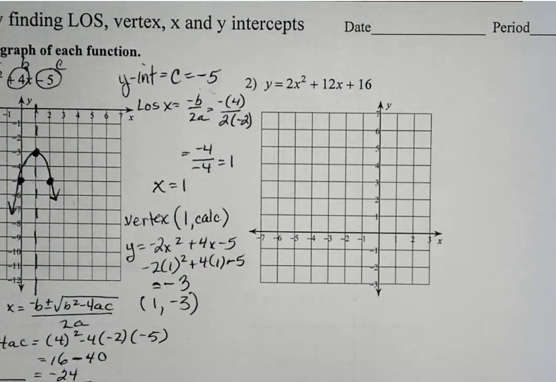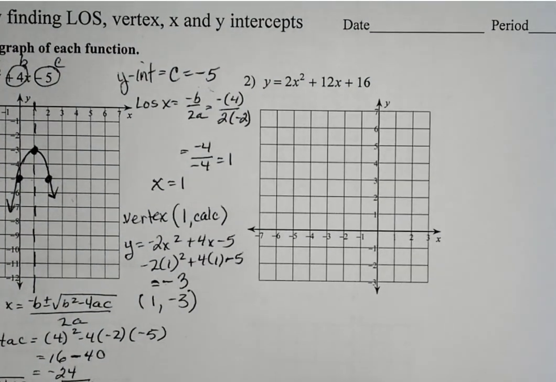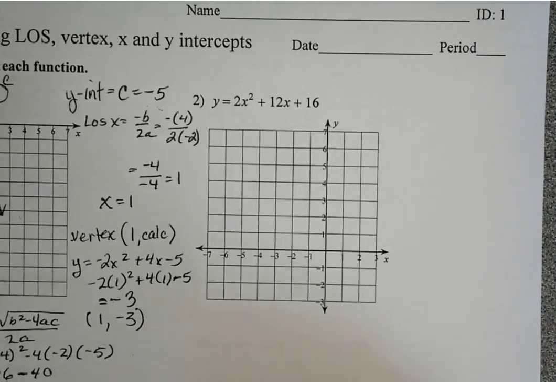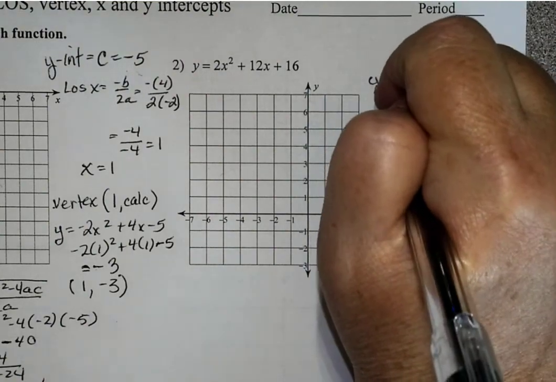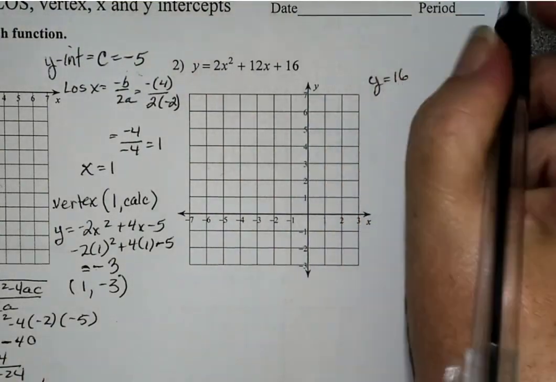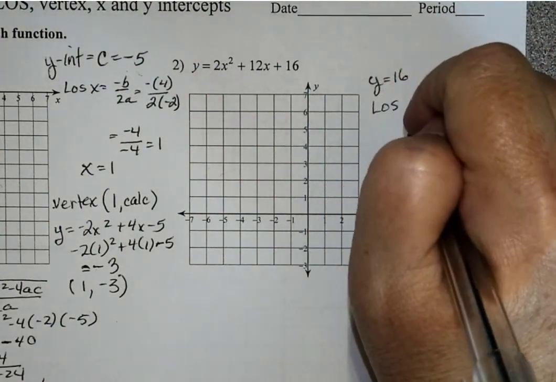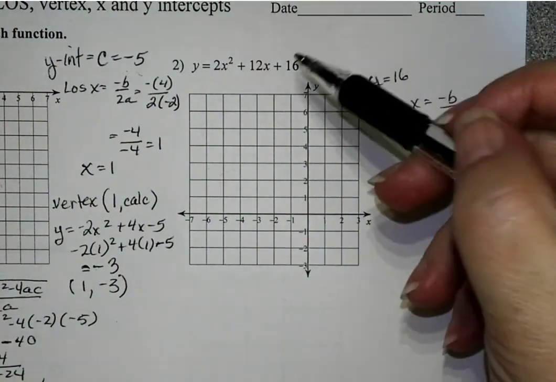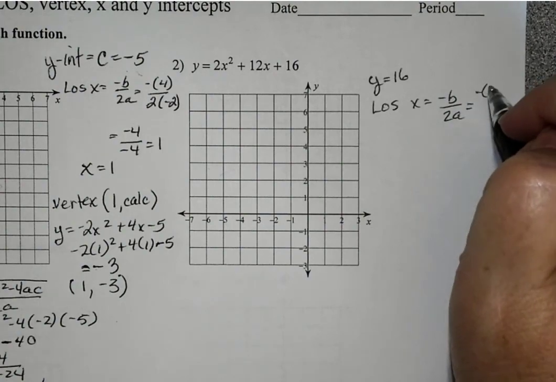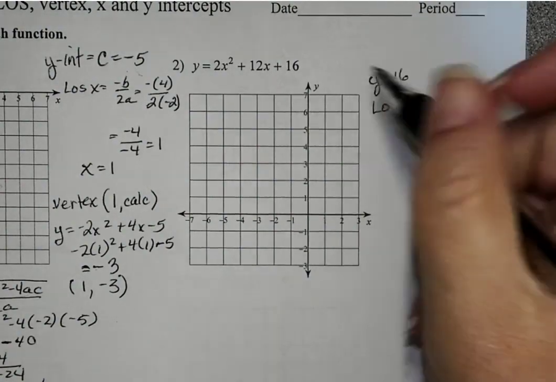Okay, and then I am just going to repeat the process for number 2 and number 3. First thing I can tell is that the y-intercept is at 16. And then I'll find the line of symmetry at x equals the opposite of b divided by 2a, which is going to be the opposite of 12 divided by 2 times 2.